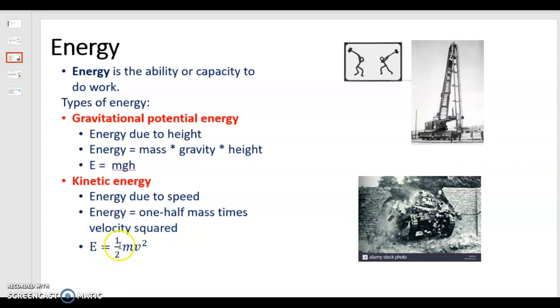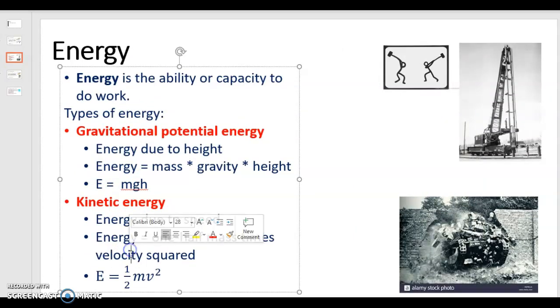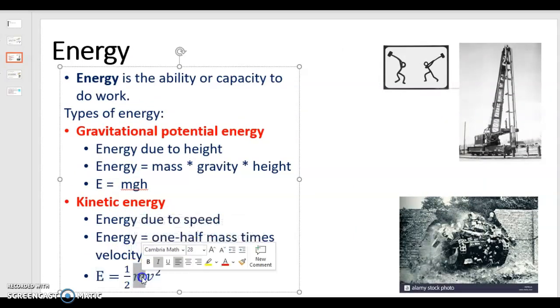Kinetic energy, but again, just like with gravitational potential energy, the mass of an object is usually going to stay the same. What's going to change is the velocity of the object. So as we hit the gas and make our tank go faster and faster and faster, we're increasing the kinetic energy of our tank. So kinetic energy is related to speed, whereas gravitational potential energy is related to height.